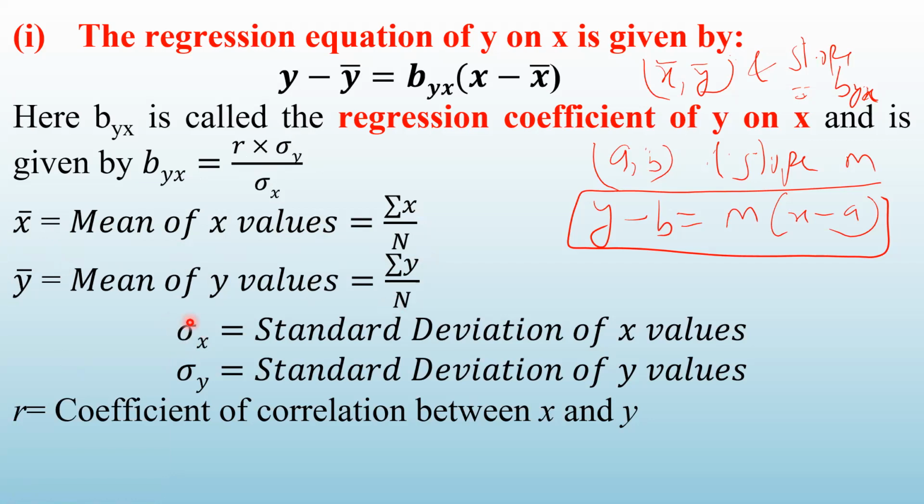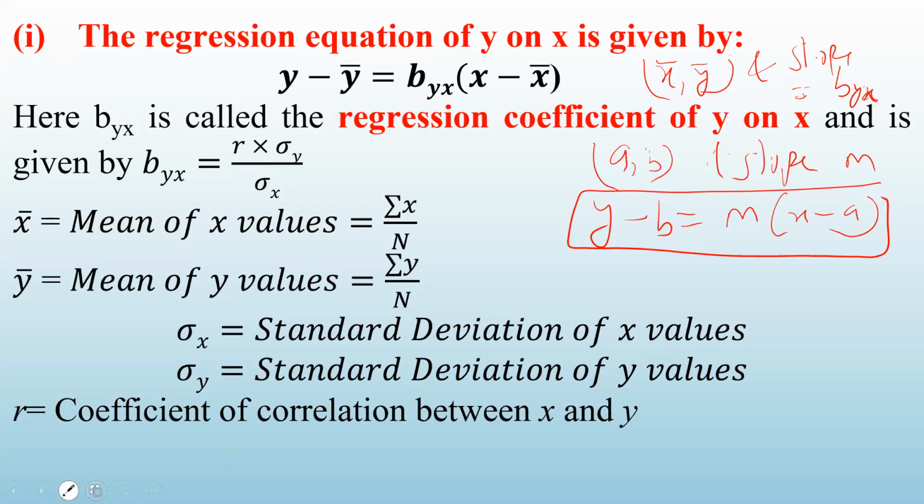What is this sigma? It is the standard notation for standard deviation. When I put a suffix x, it is the standard deviation of x values. What is sigma y? It is the standard deviation of y values. And what is this r used here? It is the coefficient of correlation between x and y. So byx is calculated as r into sigma y divided by sigma x. So if you know the mean of x and y values, the standard deviation of x and y values, and the coefficient of correlation between x and y, then you can find byx and also write down the regression equation of y on x.